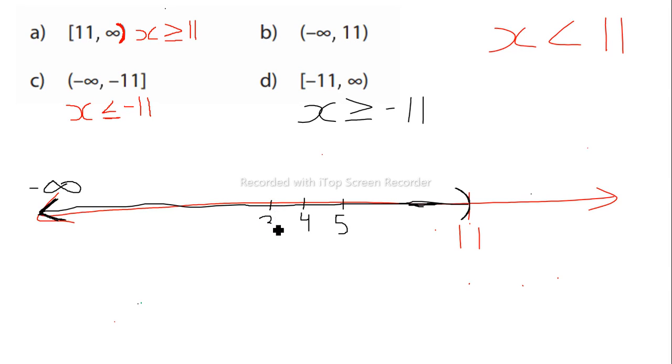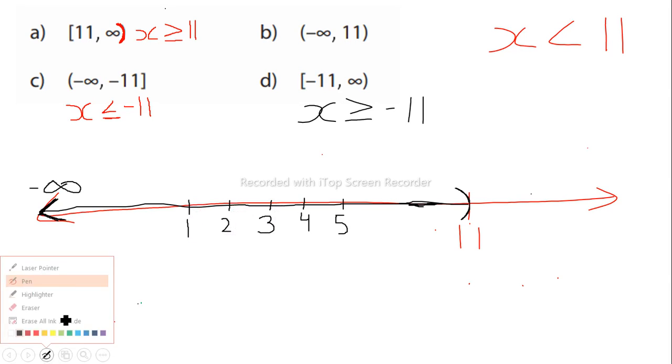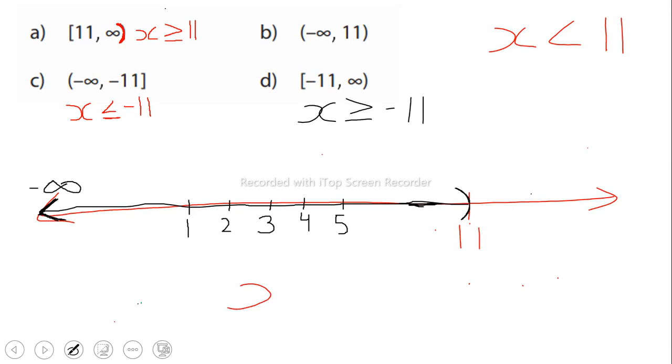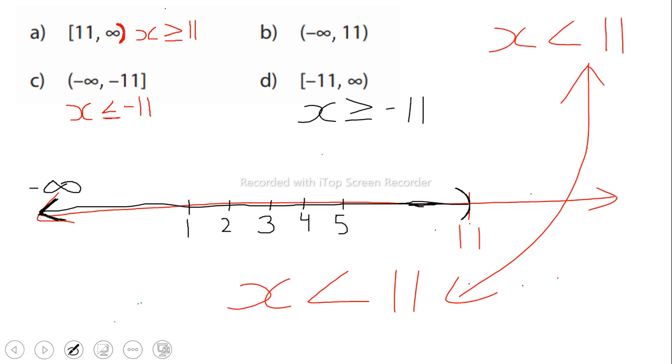All right, numbers like 3, 2, 1. All these numbers are less than 11. So x, or any of these numbers, is going to be less than 11. So that's the associated inequality: x is less than 11. And that's exactly the one that we want. X is less than 11. So we're looking at all the numbers that are less than 11, and we do not include 11. And so this here is the correct answer.